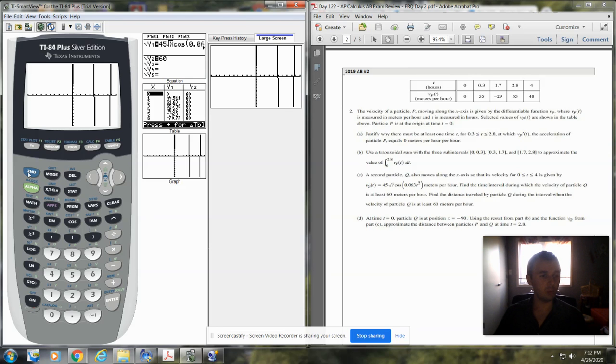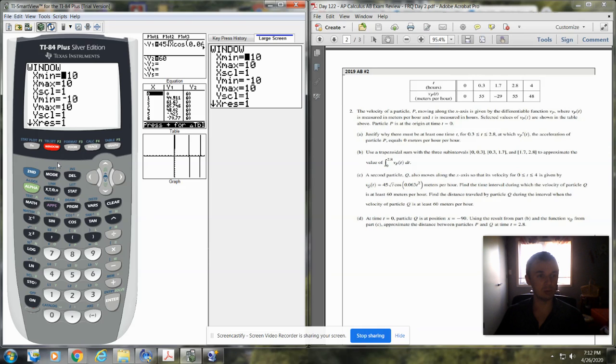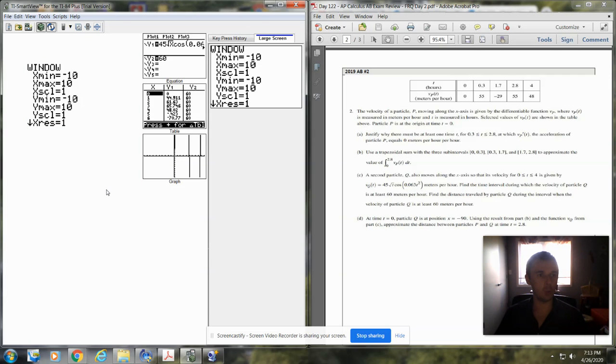So what we want to do next is press this window button, which is right next to the Y equals button. We're not going to change anything with the X min or X max, but we will change something with the... whoa, what just happened?